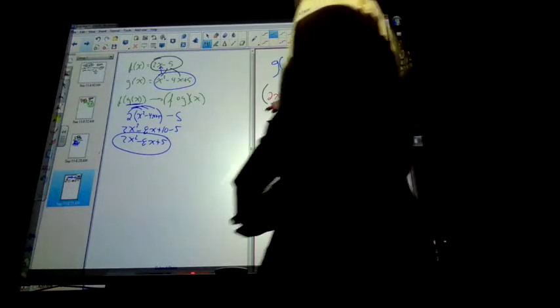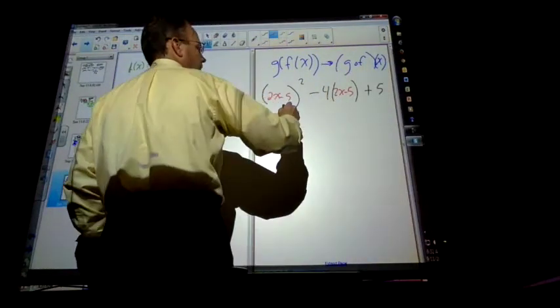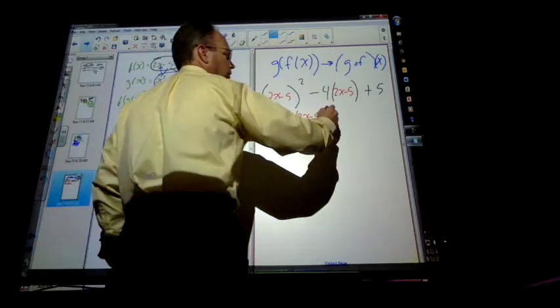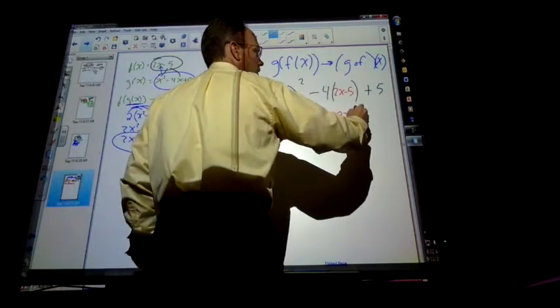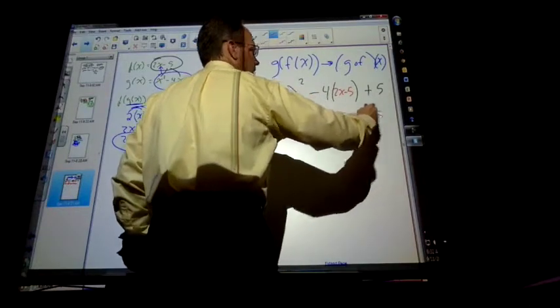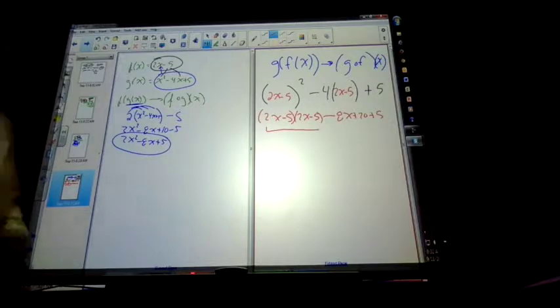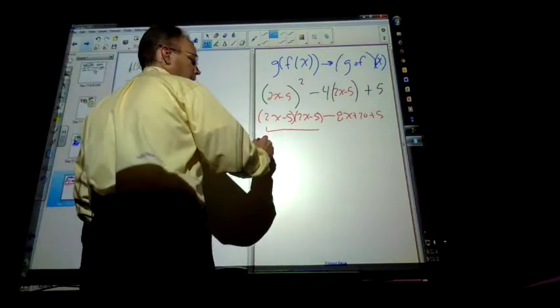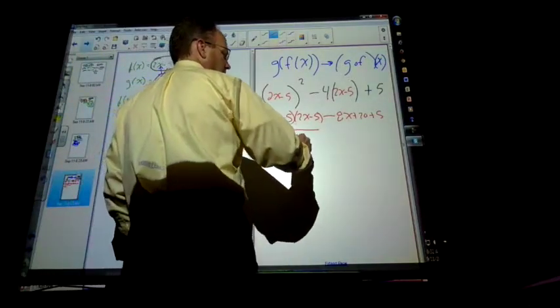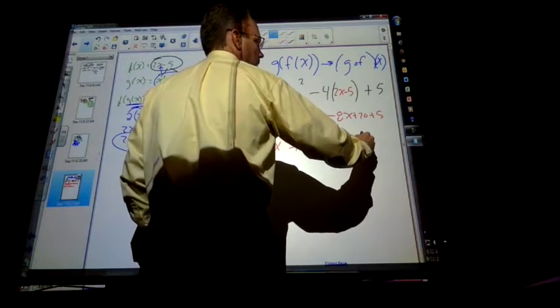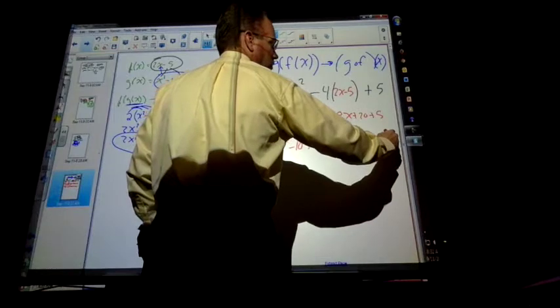Okay? The math here is 2x minus 5 times 2x minus 5. This one I just distribute. I get negative 8x plus 20 plus 5. What 4-letter F word takes place there? FOIL. Good. Thanks for saying that one. So I'm going to get 4x squared minus 10x plus 25 minus 8x plus 25.